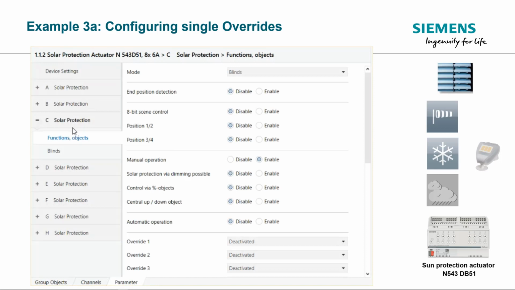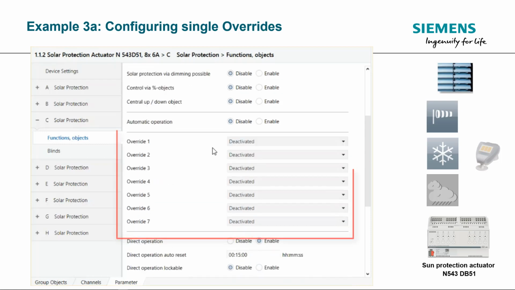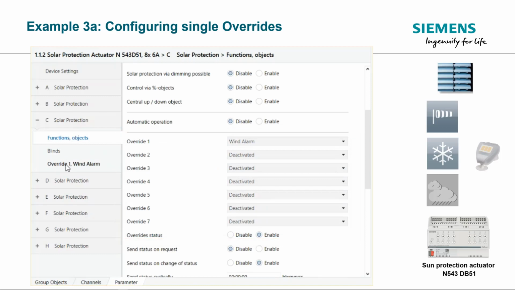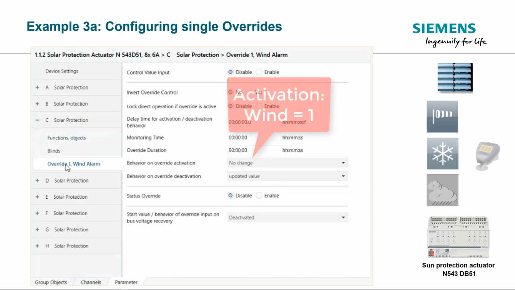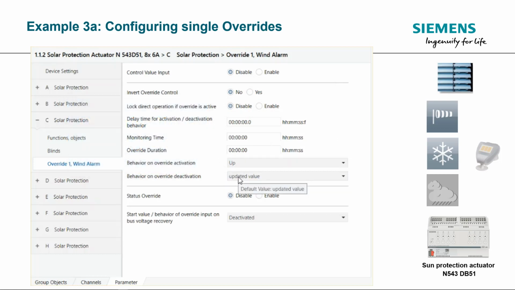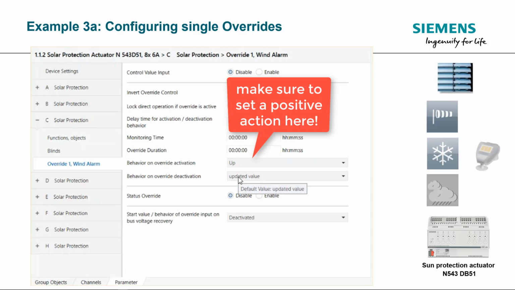Under Functions and Objects, you will find the list of the 7 overrides below. I changed the first one to Wind Alarm. This creates a new page, Override 1, Wind Alarm. The default settings of this override mean that when a 1 hits the wind alarm object, the sunshade will be opened. At the end of the wind alarm, the wind sensor sends a 0. The actuator then goes into the state that it would have resulted from other positioning or travel commands in the meantime.